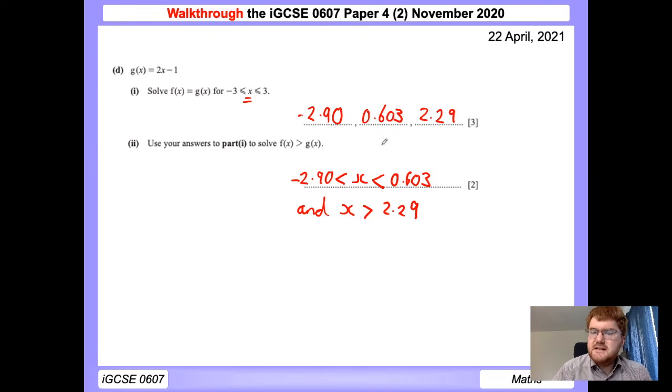So you're using these values, and then you're saying to yourself, okay, when is the blue function bigger than the red function? Okay, I need to write this as an inequality. Okay, and this gives us the 2 marks. 1 for the first one and 1 for the second one.